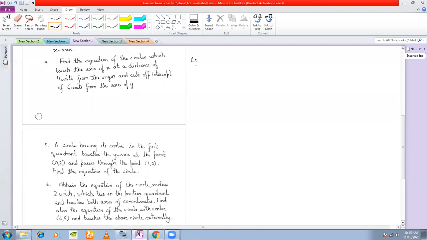The question here is, find the equation of the circles which touch the axis of x at a distance of 4 units from the origin and cut off intercept of 6 units from the axis of y. So you need to find out the equation of a circle which touch the axis of x at a distance of 4 units from the origin. Fine, let's try to draw this. How does the figure look like?